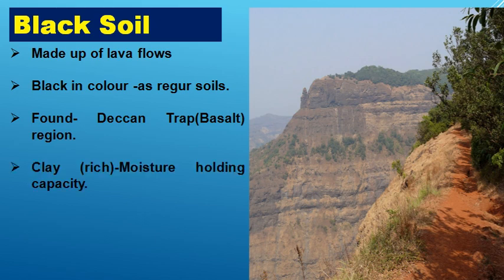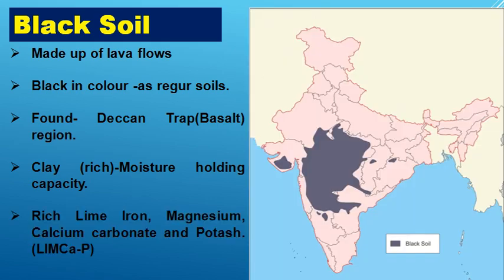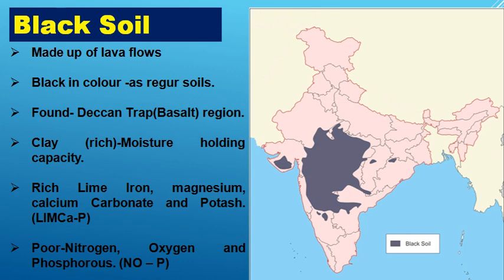These soils are rich in clay. When I say rich in clay, it means their moisture holding capacity is high. They are also rich in lime, iron, magnesium, calcium carbonate and potash. To remember it, you can remember the word Limca P. Limca P means lime, iron, magnesium, calcium carbonate and potash. Then they are poor in nitrogen, oxygen and phosphorus. So you can remember the word no P. This will help you to remember.